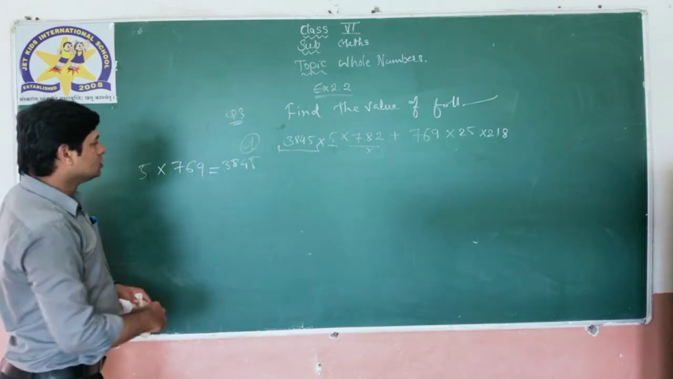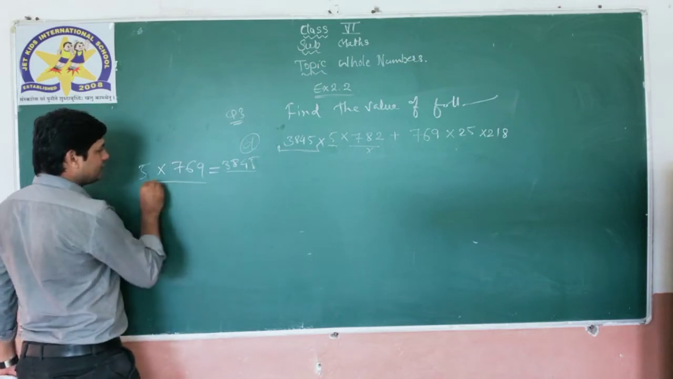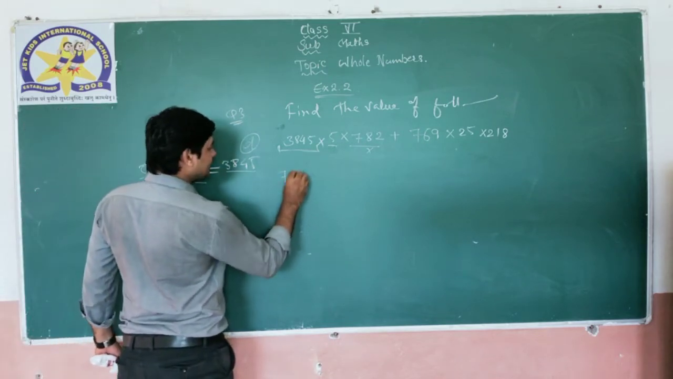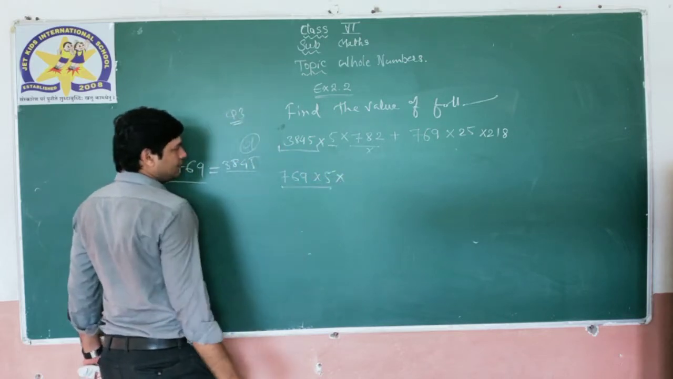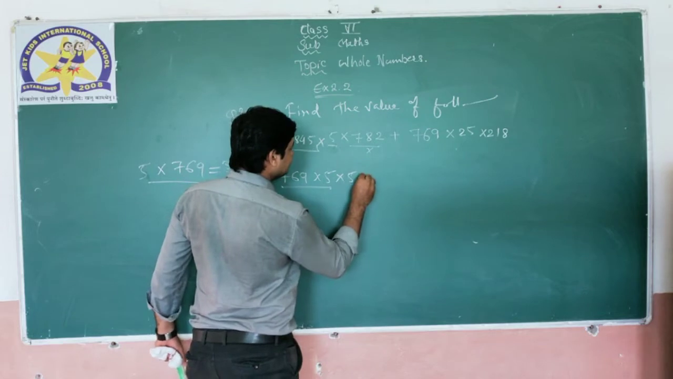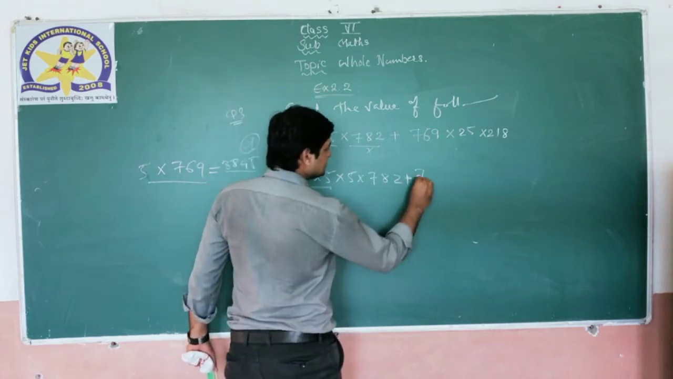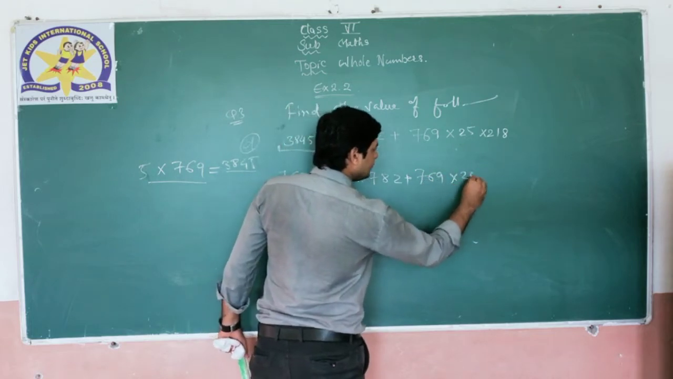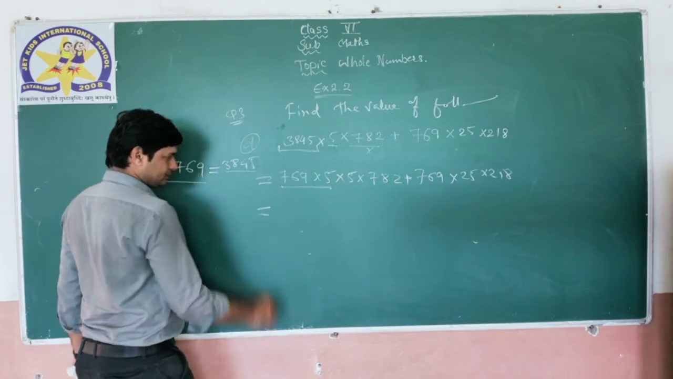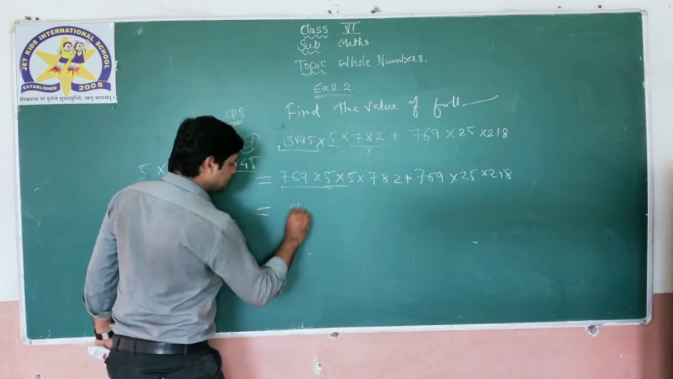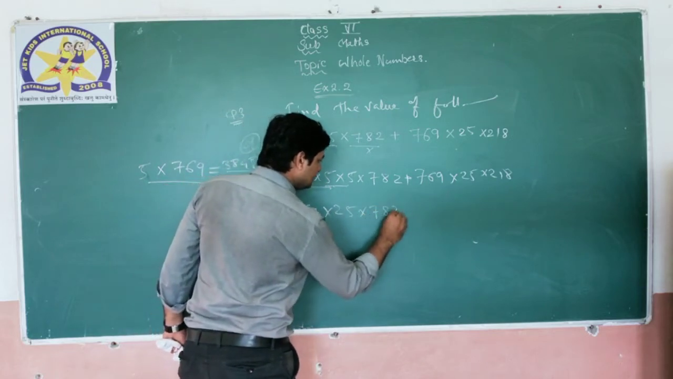Right? This is clear. So at the place of 3845, I am writing 5 multiplied by 769. This I write at the place of 3845. Now remain as it is, 782 plus 769 into 25 multiplied by 200. As it is, I am writing over here. Now, this is 5 multiplied by 769 multiplied by 25 multiplied by 782.